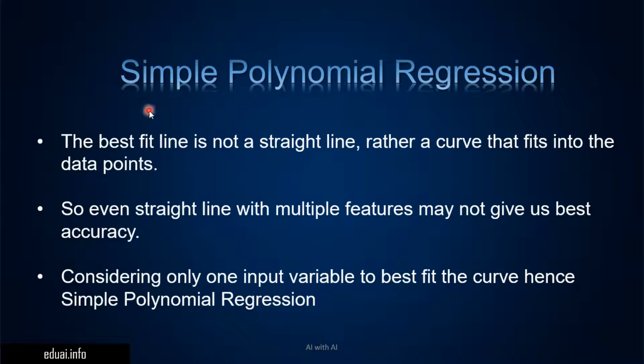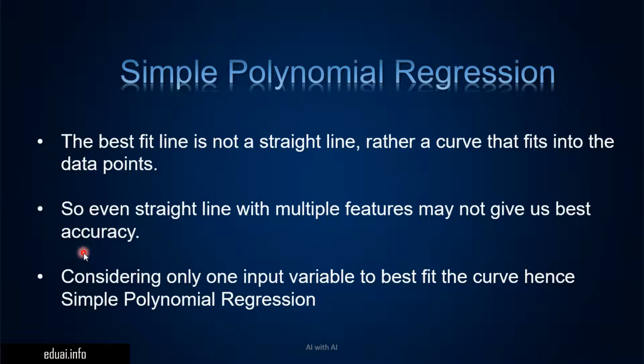Alright, so what is simple polynomial regression? The best fit line is not a straight line, rather a curve that fits into the data points. A best fit line may not be the straight line always, it can be the curve that fits on the data points. So even straight line with multiple features may not give us the best accuracy. This is what we have seen.